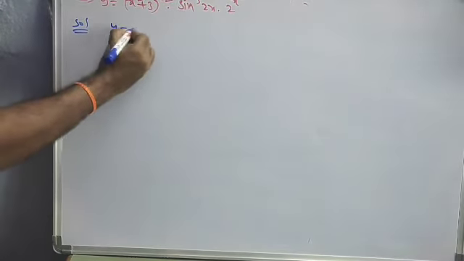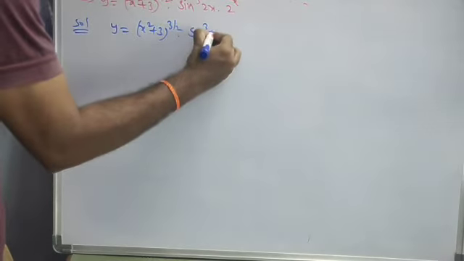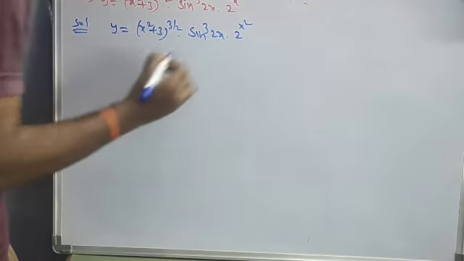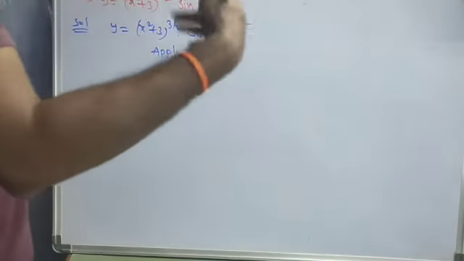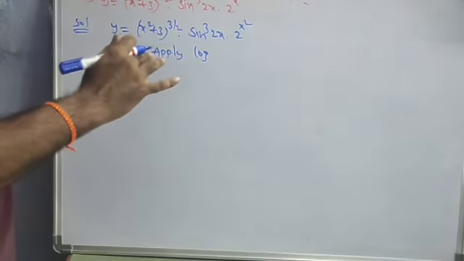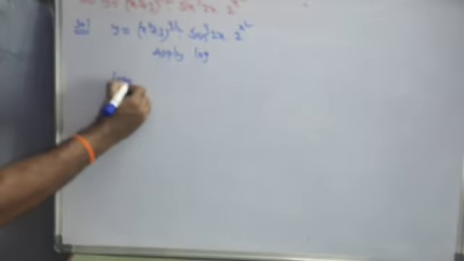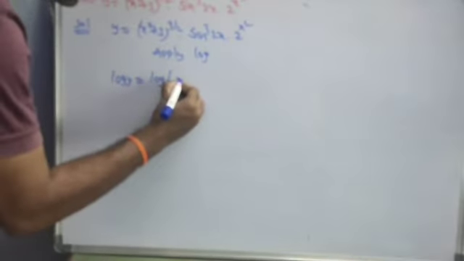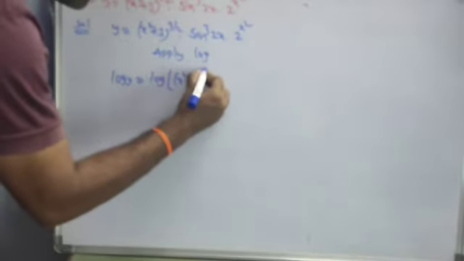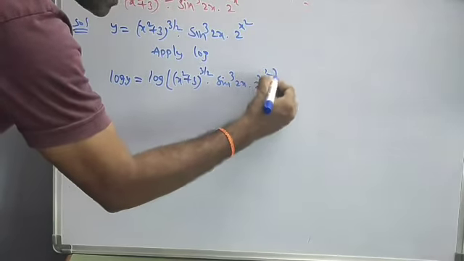So y equals (x square plus 3) whole to the power of 3 by 2 into sine cube of 2x into 2 to the power of x square. So apply log. Already I told that when some n functions f1(x) into f2(x) into f3(x) and so on are there and it is very critical, we use logarithms. Log y equals log of the total function, (x square plus 3) whole to the power of 3 by 2 into sine cube of 2x into 2 to the power of x square.